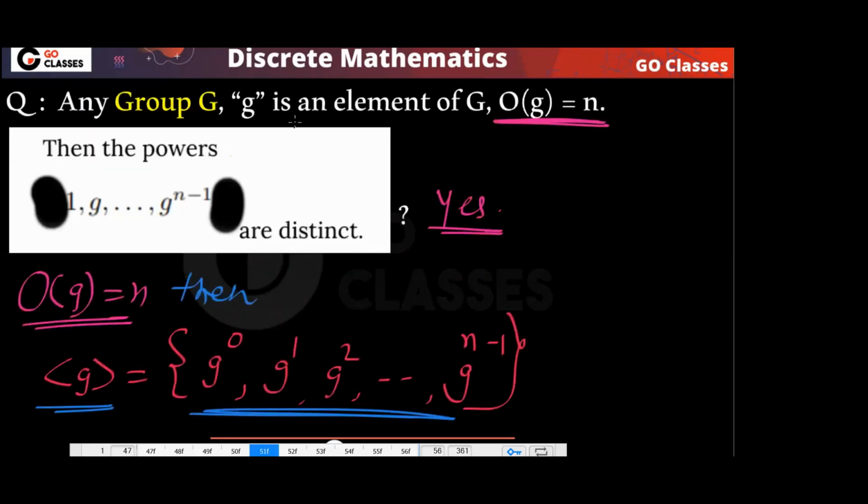So this is the question: if you have some element g and order of g is n, can I say these powers will be distinct? Yes, these powers will be distinct, because these will create the subgroup generated by g.